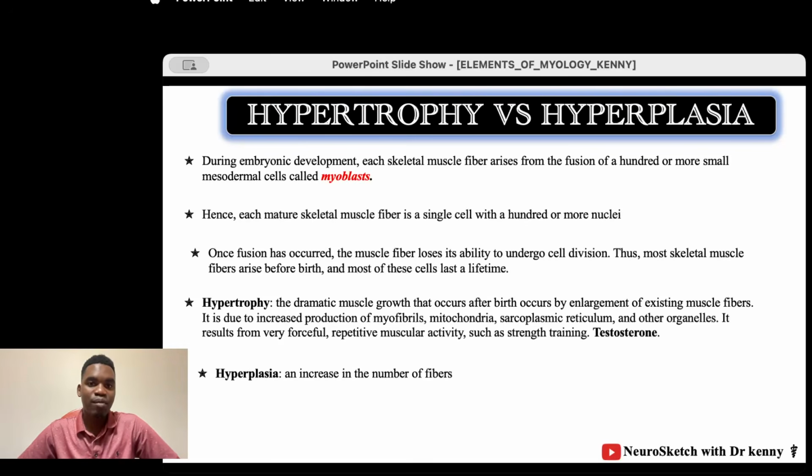So another terminology is hyperplasia. Hyperplasia is an increase in the number of muscle fibers. So we have two different things. We have an increase in the size of the muscle, or the size of individual muscle fibers, and we have an increase in the number. Hyperplasia is an increase in the number of muscle fibers. So these are the two different things.